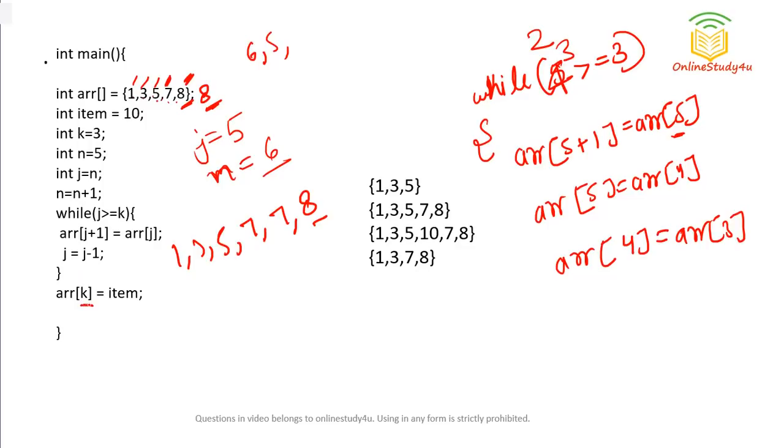Now what we are doing, ARR of k, k value is what? 3. So ARR of 3 equal to item. So 0, 1, 2, 3. Here we have to put 10 now. So here we are modifying this. So the correct answer will be 1, 3, 5, 10, 7, 8. So option 1, 2, 3, that is option 3 will be the correct answer for this particular question. I hope you must have understood the answer.